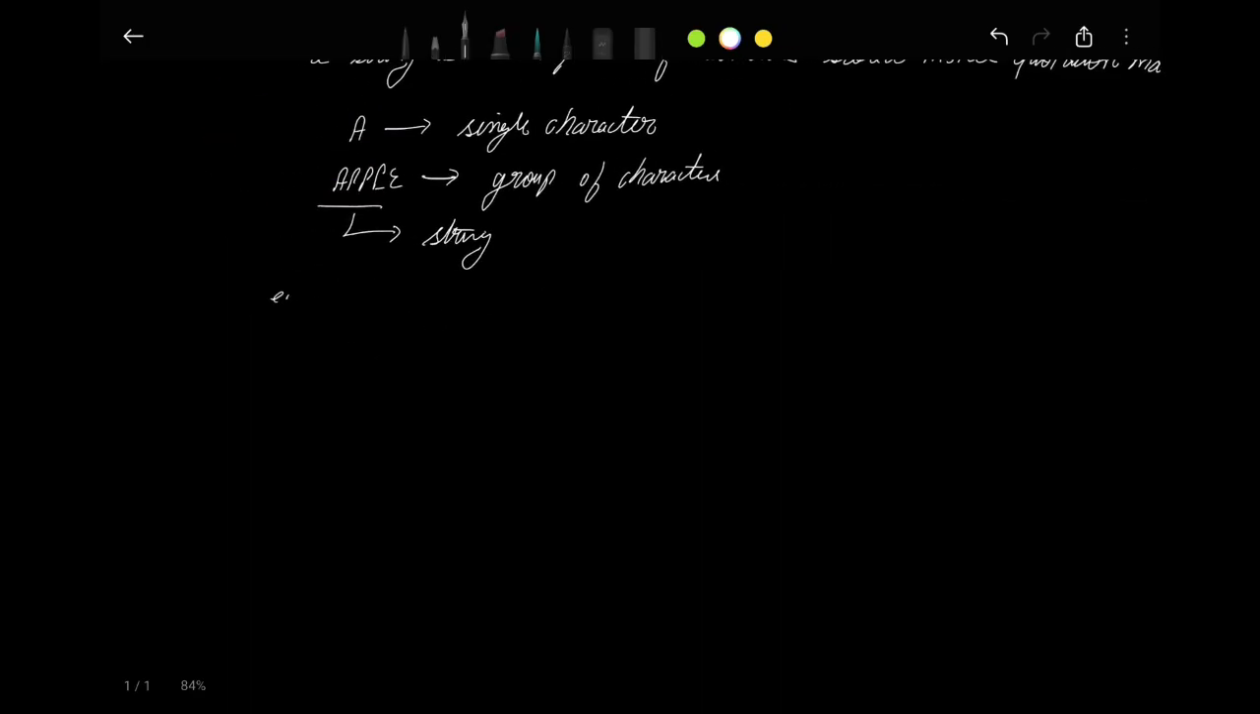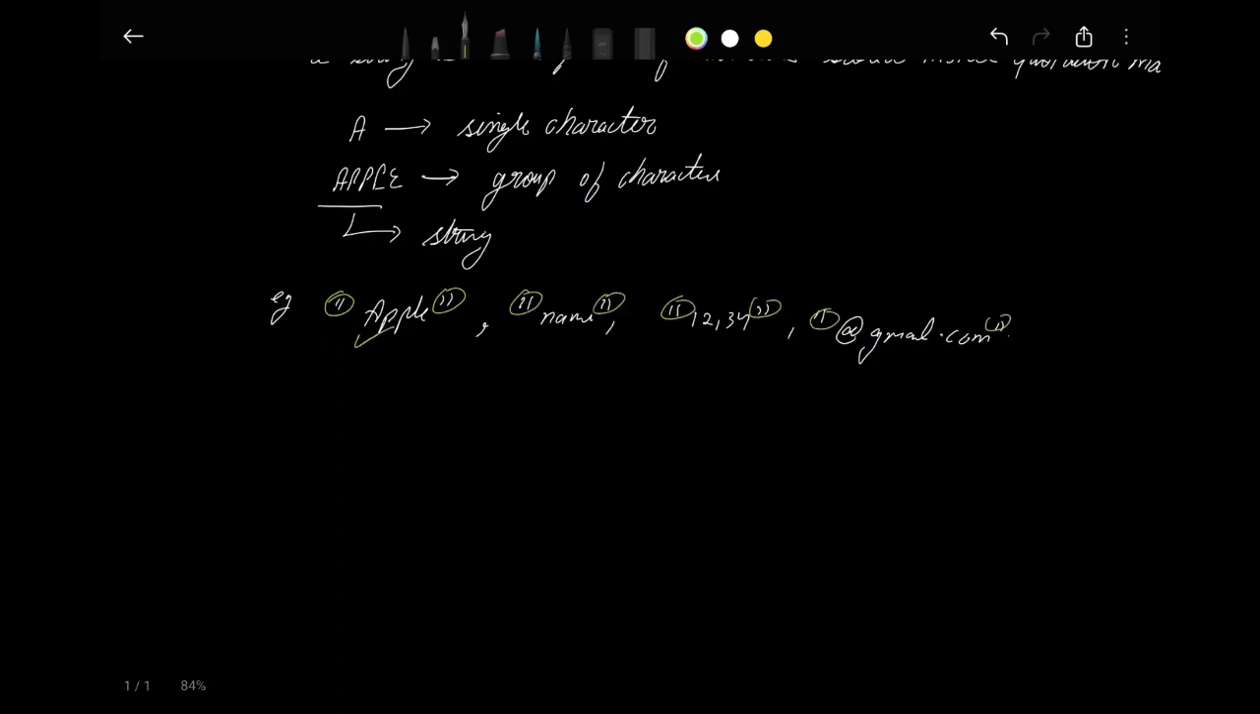Now I will give some examples of strings. For example, in quotation marks I write apple. I can write name. I can write 1, 2, 3, 4, and for example I write @gmail.com. So everything which is written inside these quotation marks is a string. This is a string, this is a string, this is a string, and this is a string as well.